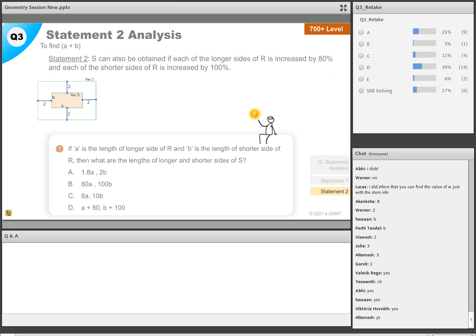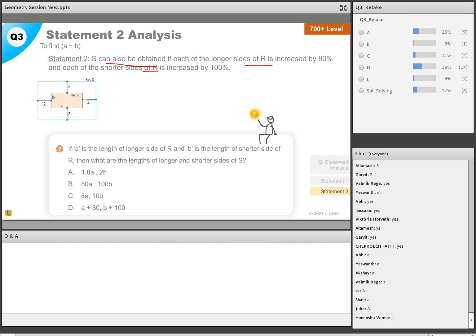So let's move ahead to the next part of this question. That's statement 2. Now, the second statement tells me that S can also be obtained if the longer sides are increased by 80%, the shorter sides are increased by 100%. What do you think is the correct option out of these four options around the lengths and widths of rectangle S? Which one do you think is the correct answer choice?